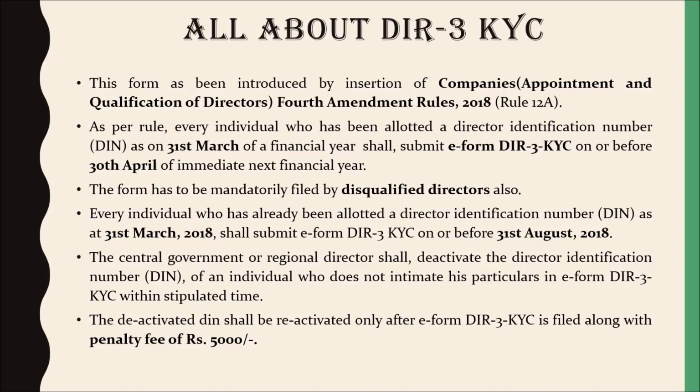Every individual who has already been allotted a DIR number as on 31st March of 2018 has to submit this form on or before 31st August 2018. The central government has the power to deactivate the DIR number of an individual who does not intimate his particulars in this form within the stipulated time. The deactivated DIR shall be reactivated only after the form has been filed along with the penalty fee of Rs 5,000.